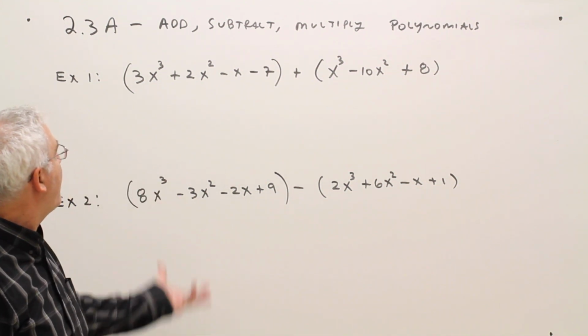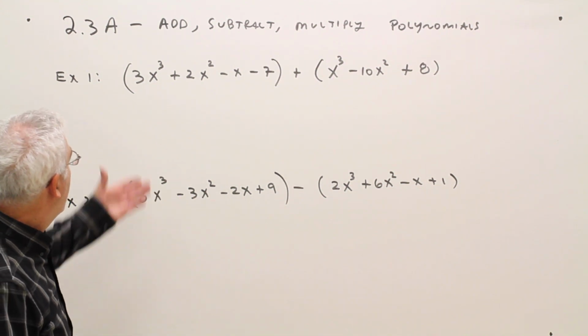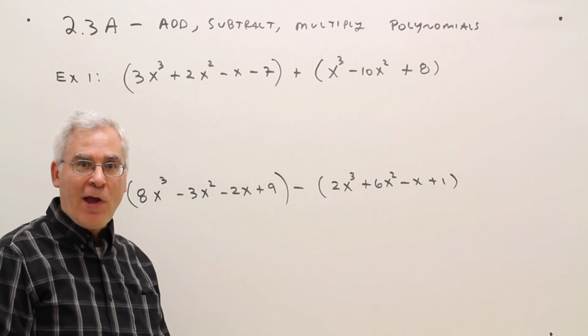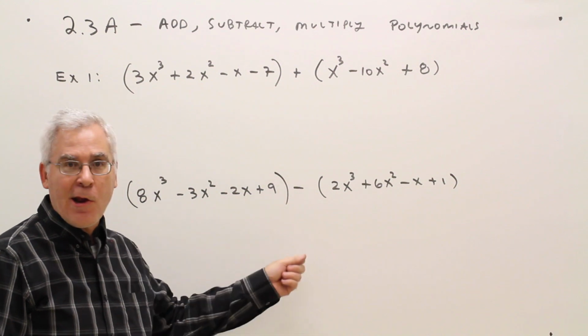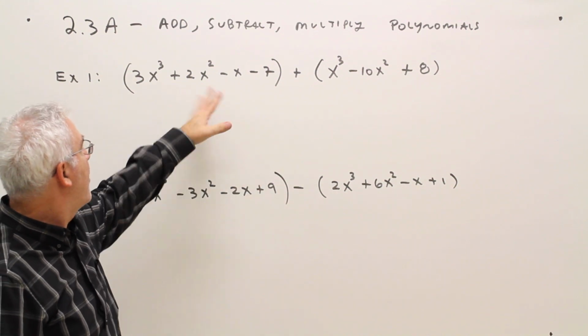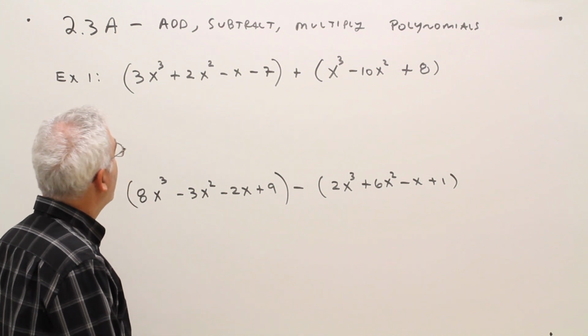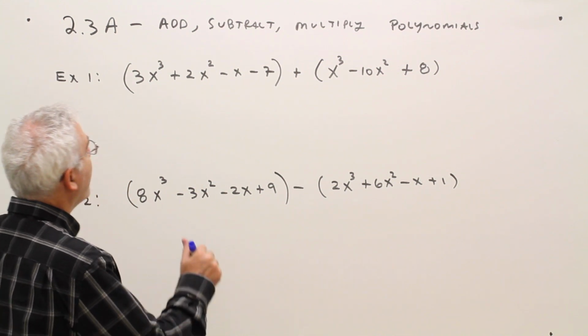All right, pretty straightforward. Here's example 1. First example's addition, second example subtraction. The important thing here will be distributing the negative. Over here, just combining like terms. So pretty straightforward. So I'll do the adding one first.